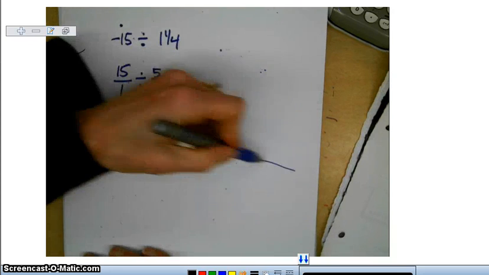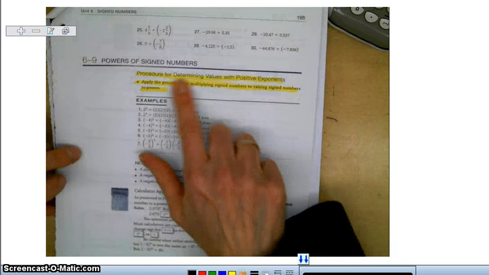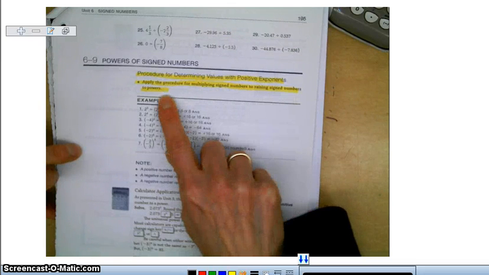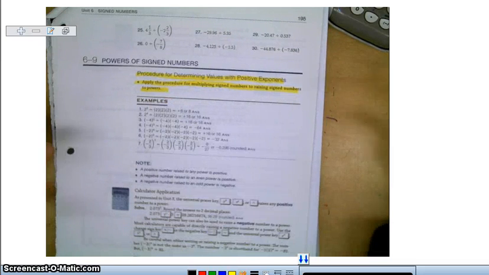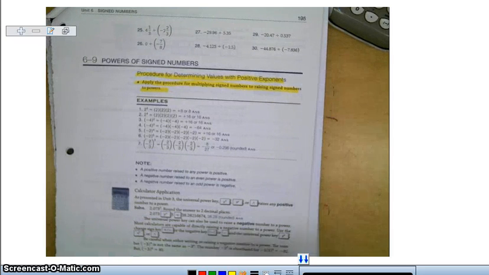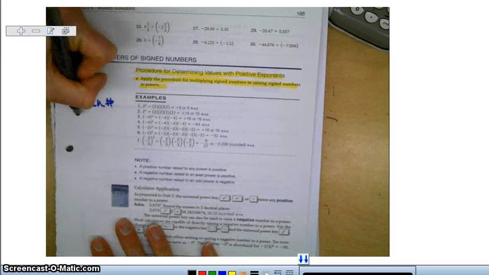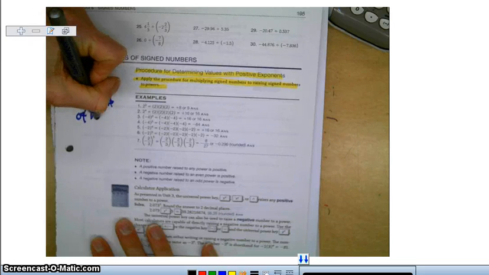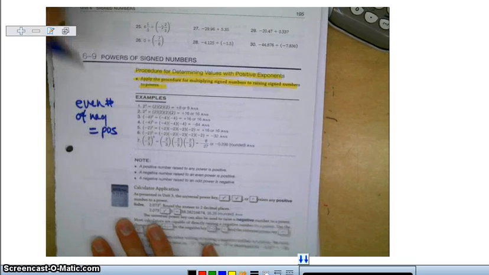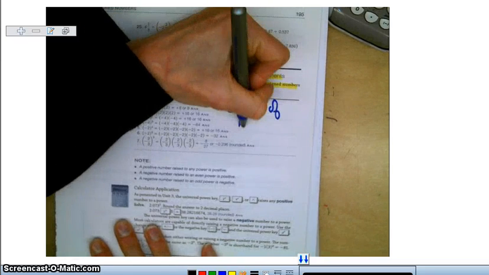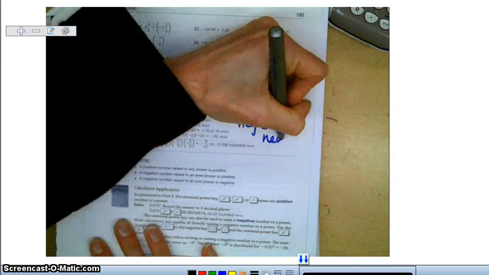All right, so now we need to look at powers of signed numbers. When we're dealing with powers of signed numbers, apply the procedure from multiplying signed numbers to raising signed numbers to powers. So it's the same as multiplying. If there's an even number of negatives, the answer is positive. Even number of negatives equals positive answer. If there is an odd number of negative signs, the answer is negative.